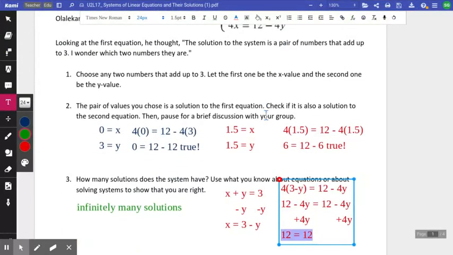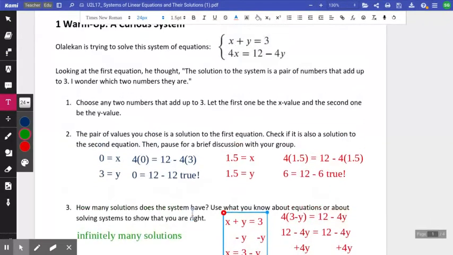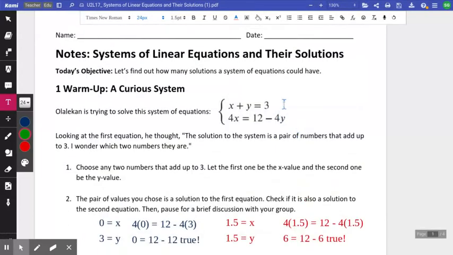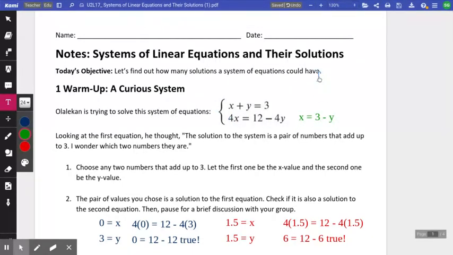I'm going to come down here to where I originally, when I was using substitution, solved for x. I got x equals 3 minus y. I'm going to come back up here and write that down. We got x equals 3 minus y. When I'm comparing that first equation, x equals 3 minus y, to this second equation here, I notice something. Think back to when we were talking about equivalent equations. How could I reason that these two equations here are equivalent equations?